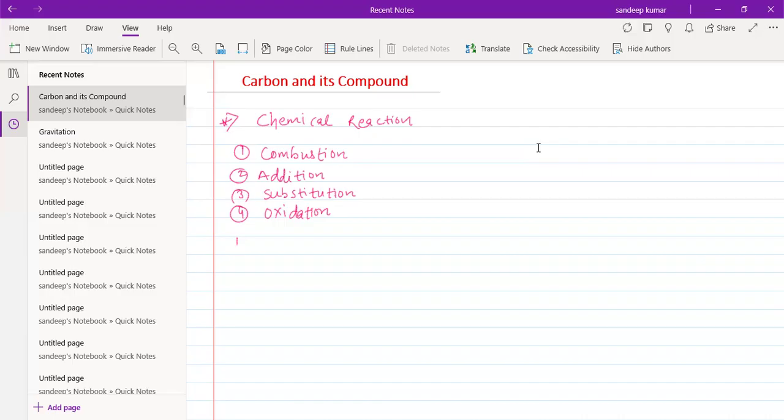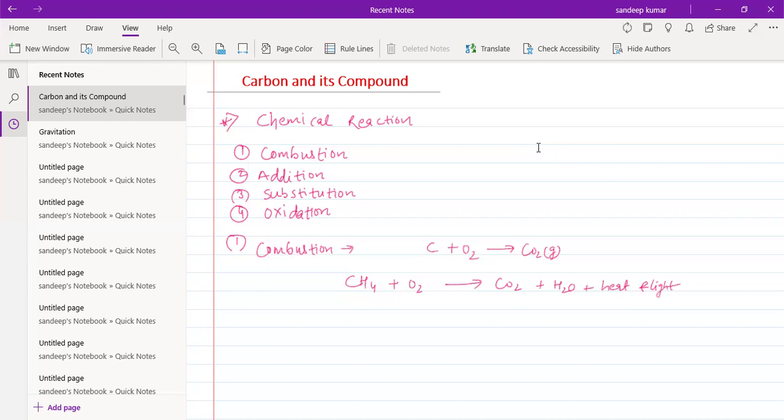Let's start with the combustion reaction. Combustion means burning. For example, when you burn coal, which is simply carbon, it reacts with oxygen and gives you CO2 gas. But in the case of hydrocarbon, let's take methane, CH4. When it burns with oxygen, it always gives us CO2 plus H2O plus heat and light.